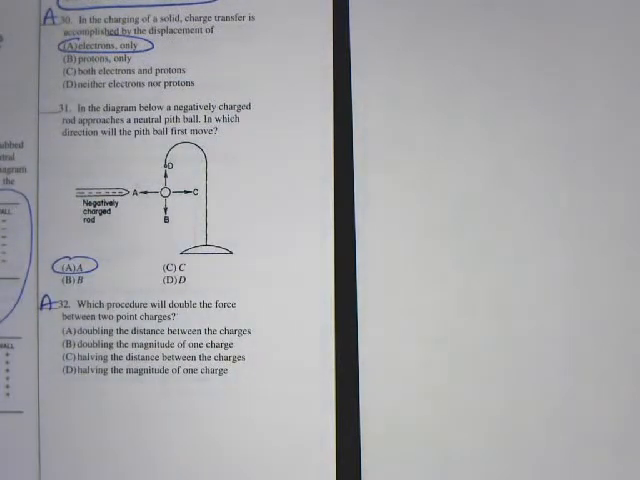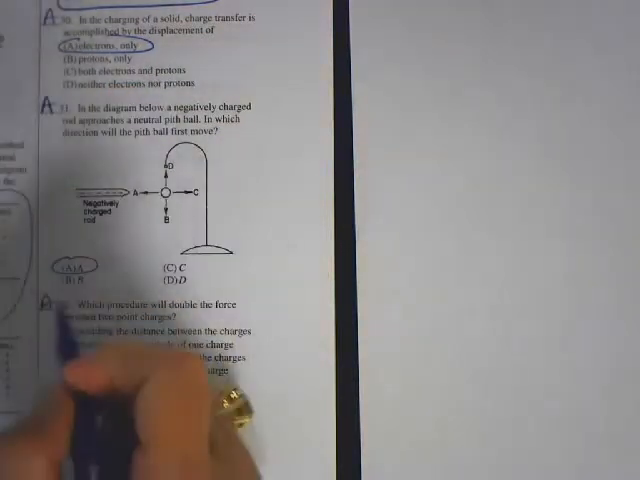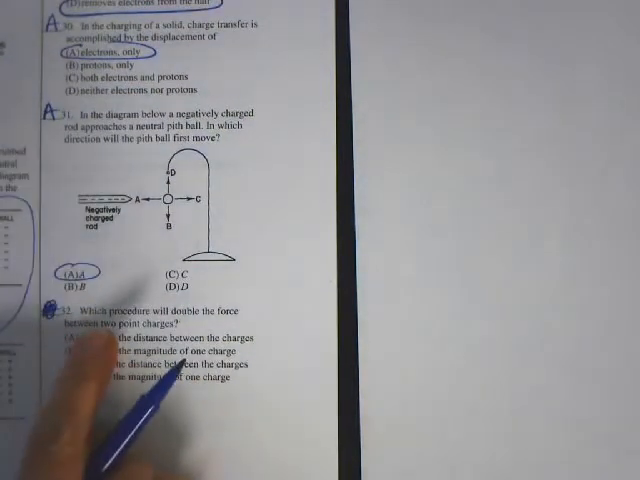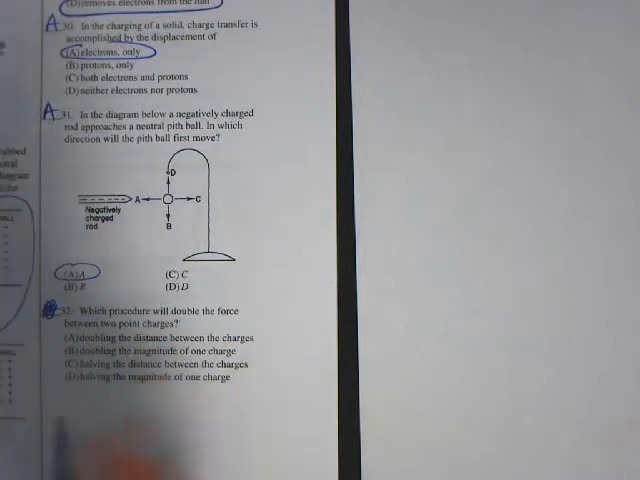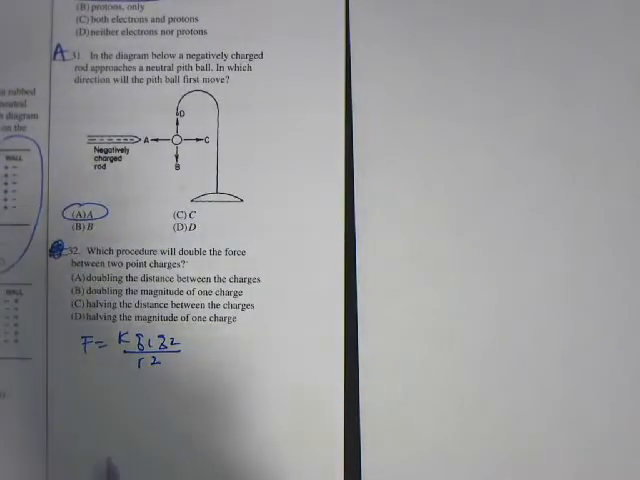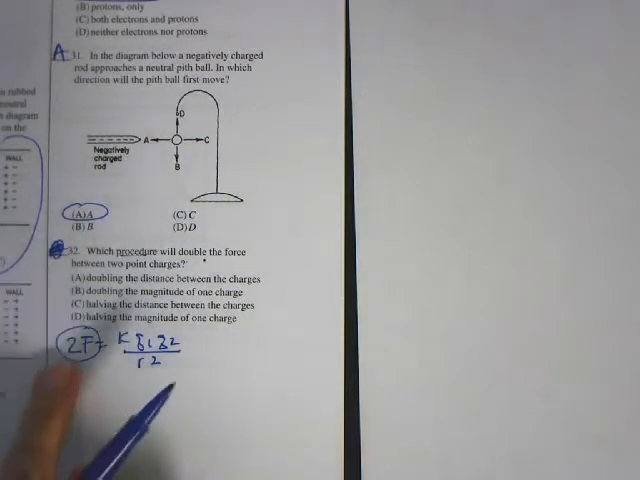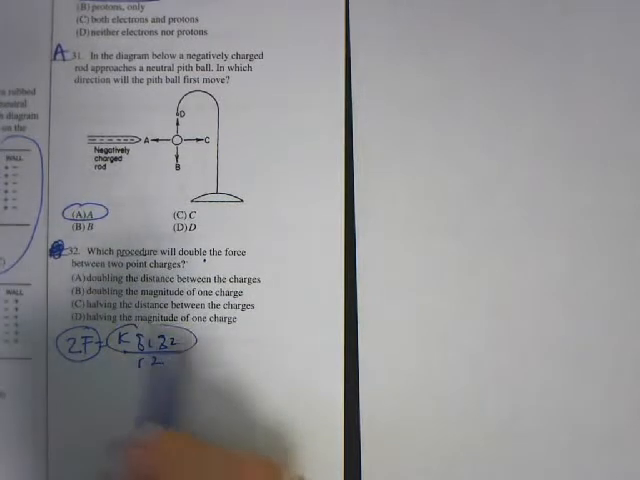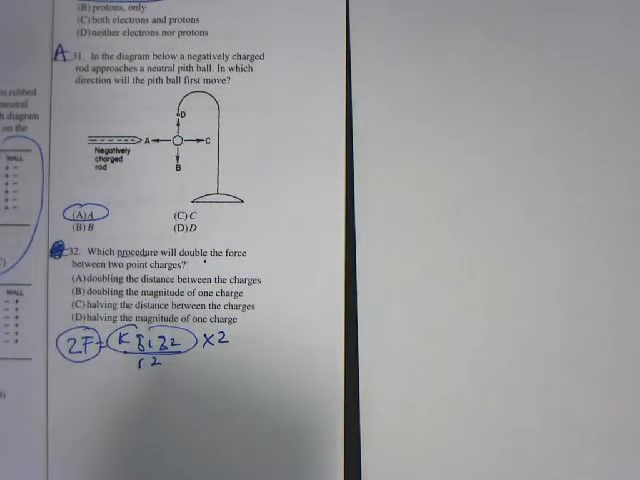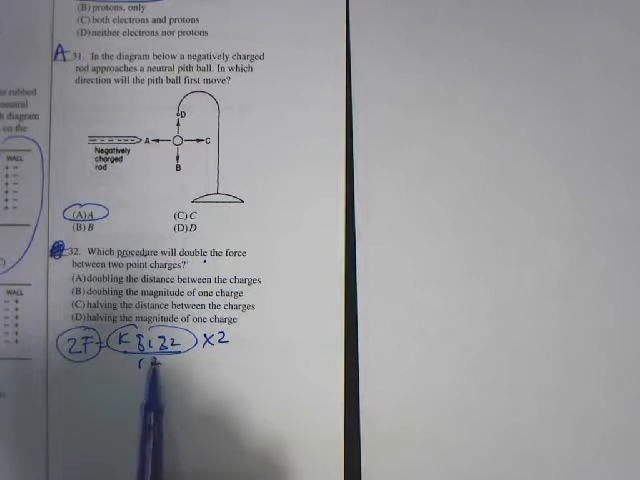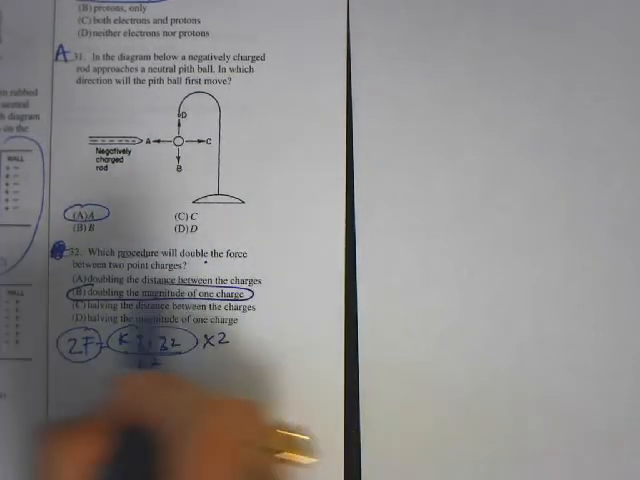Oh, I wrote the answer in the wrong place. Whoops. I didn't read this question yet. Which procedure will double the force between 2-point charges? So F is equal to K Q1 Q2 over R squared is Coulomb's law. It says which procedure will double the force, so I want this to be double. In order for this to be double, something in the numerator has to be doubled. Or something in the denominator would have to be halved, but then this also has squared, so they're not even going to make it that hard. So something here needs to be doubled, so that'll be choice B, doubling the magnitude of one charge.